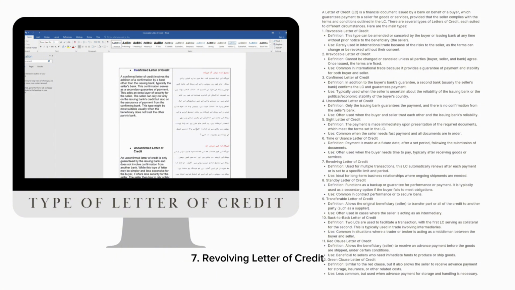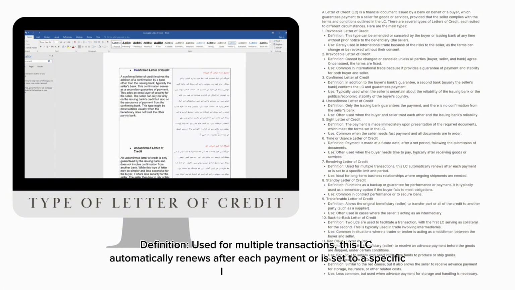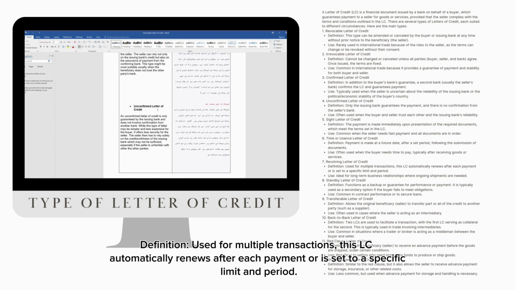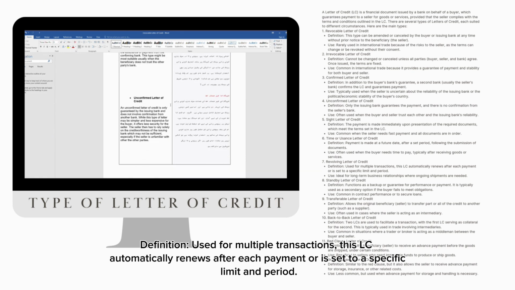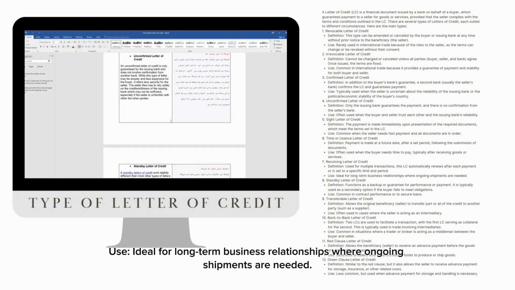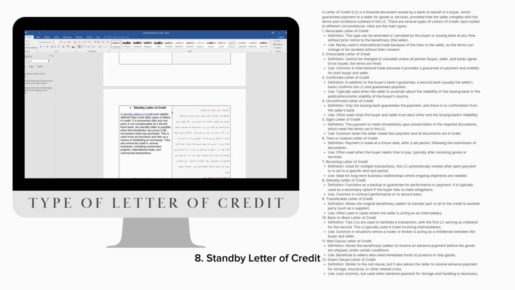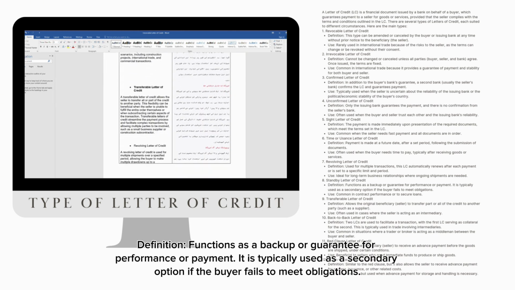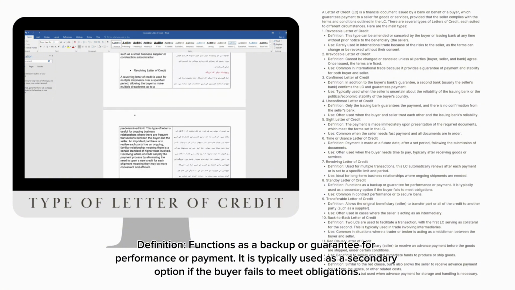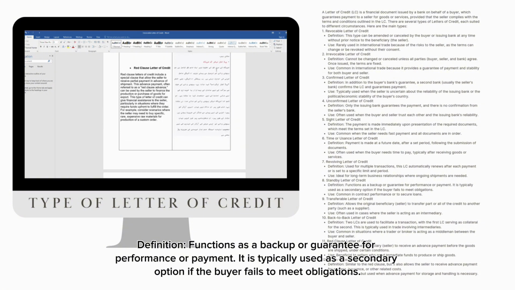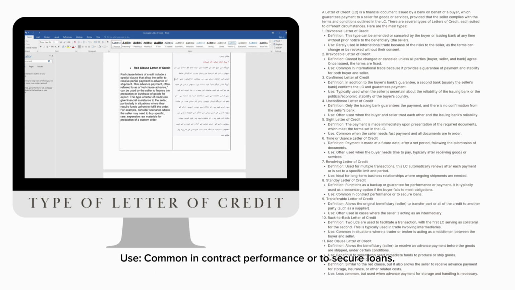7. Revolving letter of credit. Definition: used for multiple transactions, this LC automatically renews after each payment or is set to a specific limit and period. Use: ideal for long-term business relationships where ongoing shipments are needed. 8. Standby letter of credit. Definition: functions as a backup or guarantee for performance or payment. It is typically used as a secondary option if the buyer fails to meet obligations. Use: common in contract performance or to secure loans.